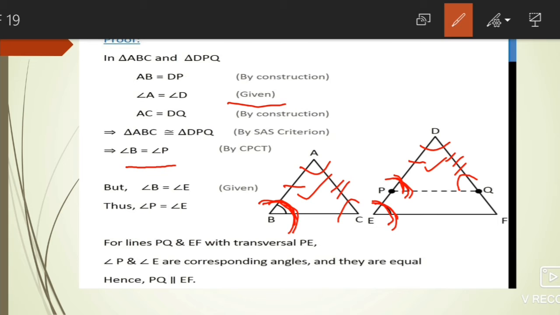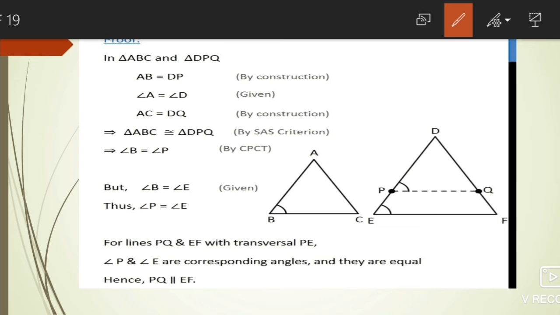Angle P is equal to angle E, and for line PQ and line EF, this DE is the transversal. If angle P is equal to angle E, that means if corresponding angles are equal, this implies PQ will be parallel to EF. So PQ is parallel to EF. Let me explain this once again. You have proved that angle P is equal to angle E. Now for line PQ and line EF, this DE is the transversal, and you have shown that corresponding angles are equal. That means PQ has to be parallel to EF.